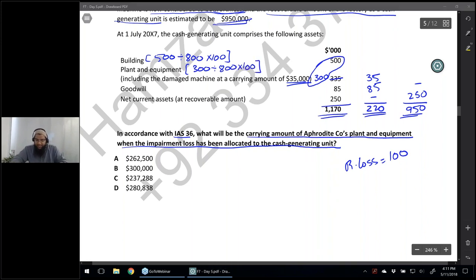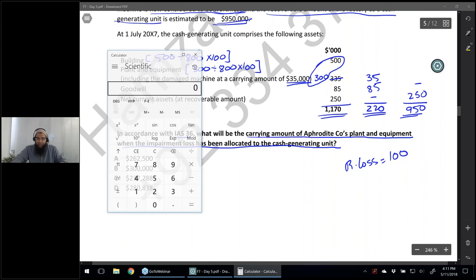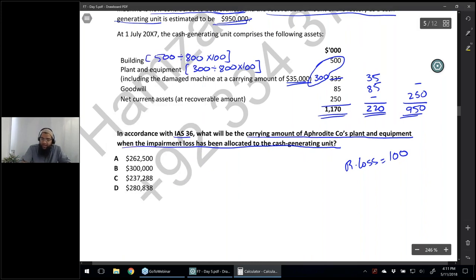So 500 divided by 800 into 100 is going to be 62.5, and the remaining value is going to be 437.5. And for the plant and equipment, it is going to be 300 minus 35, which is 265.